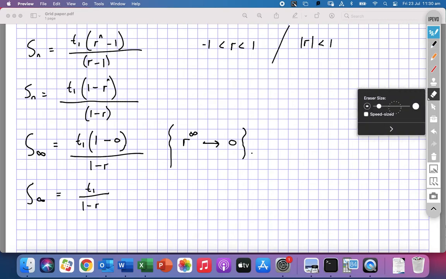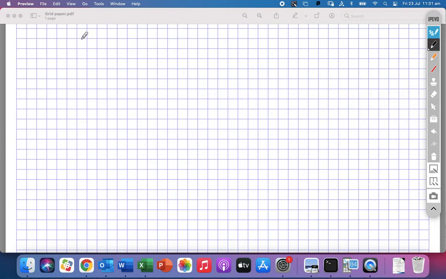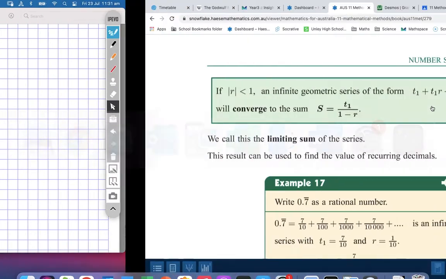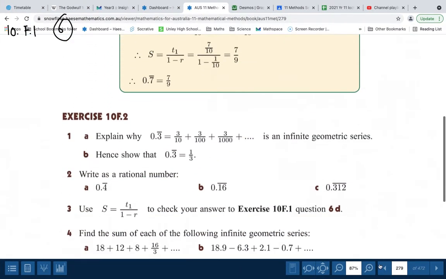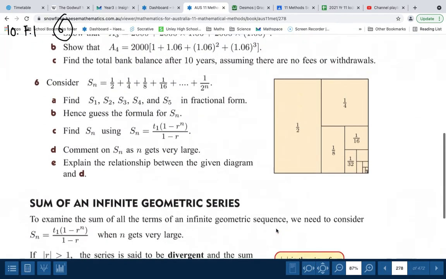so let's do an example in 10F1. Nice easy numbers, nice easy example that will show this to you. It's the very last question of 10F1, question 6. And I'll go back to the book and we'll have a look. It's on the previous page. So it's this one here, right?